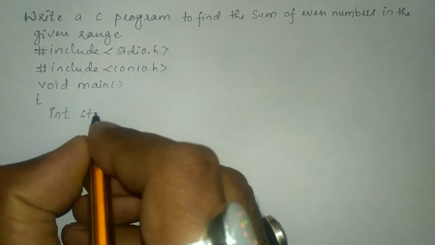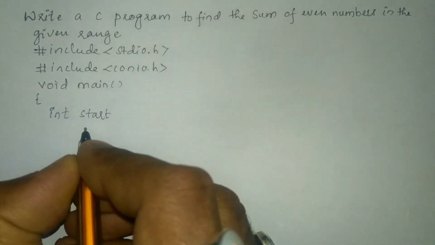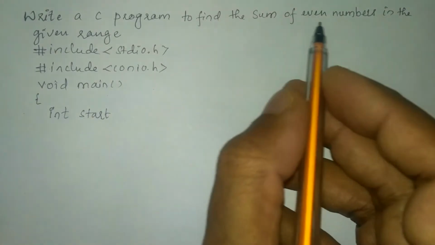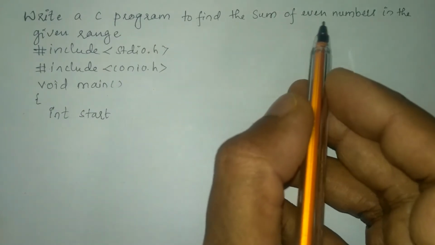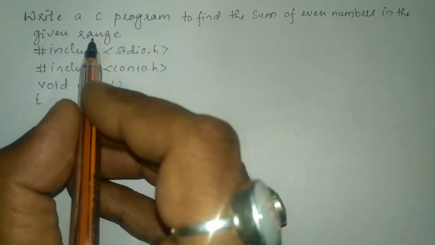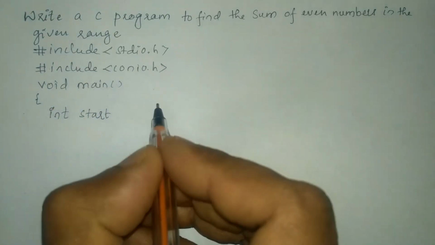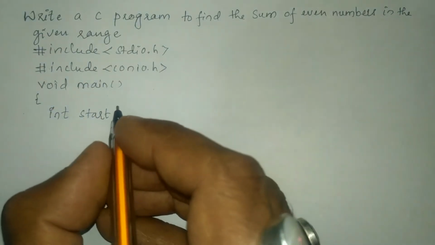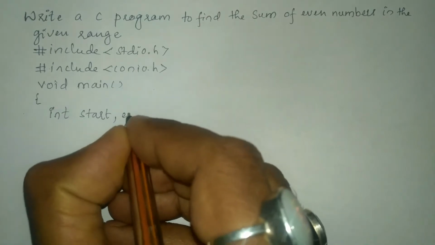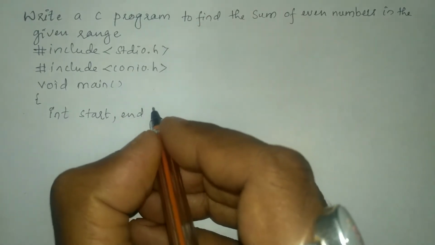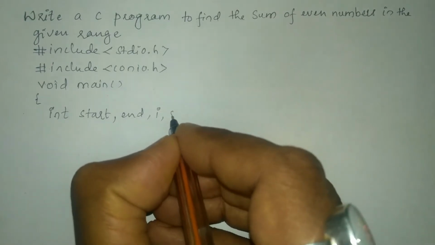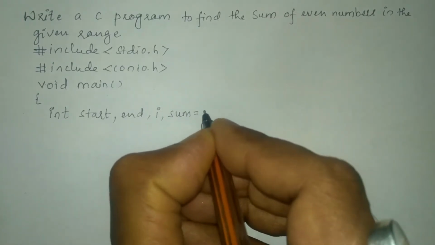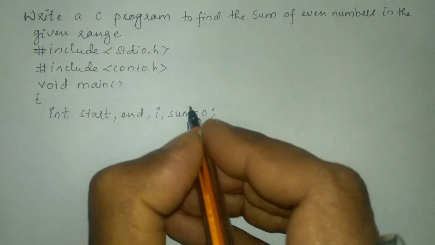I'll write start as a variable. Why? Because in the purpose of the program they have given even numbers in the given range, so there must be a start and an end, which shows the range. So I'll take one more variable called end, and next I'll take one variable i for iteration, and I'll write sum = 0 and semicolon.